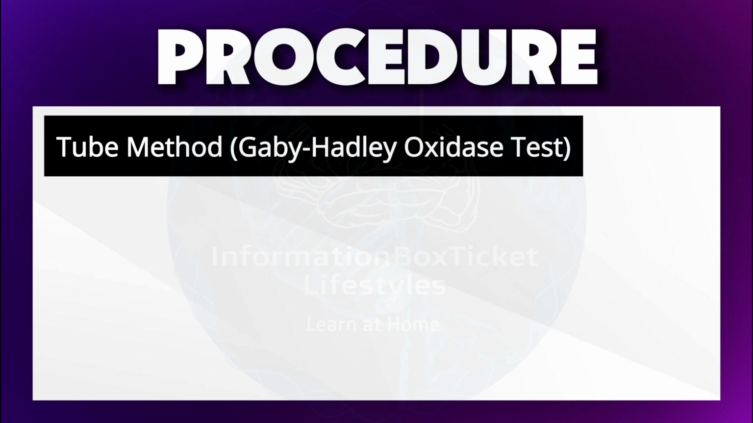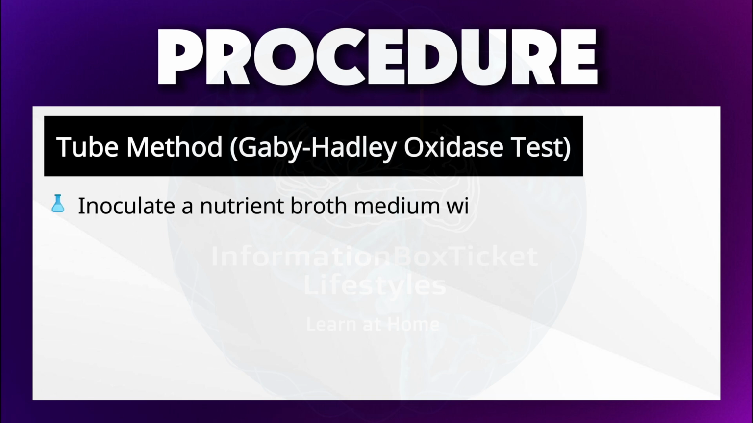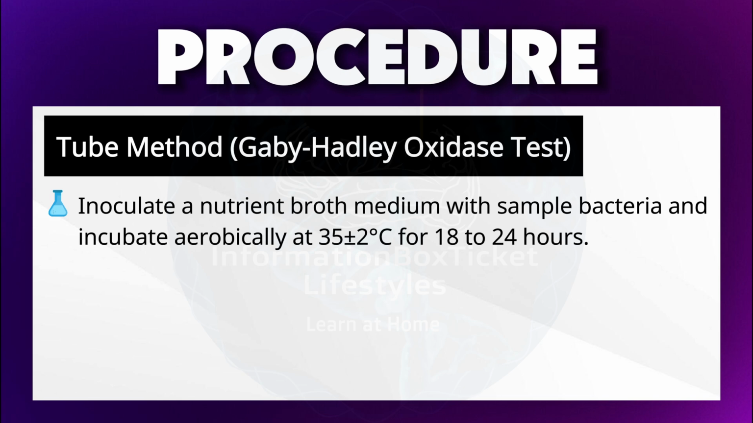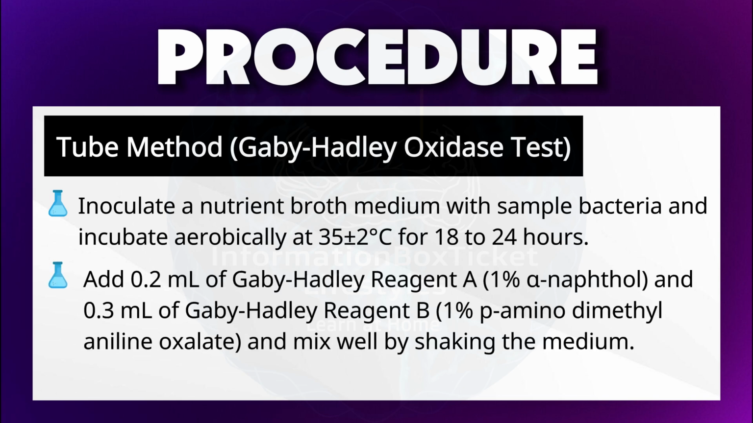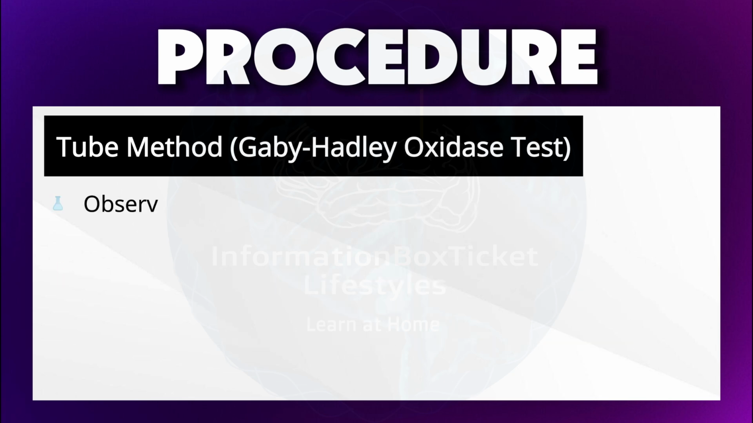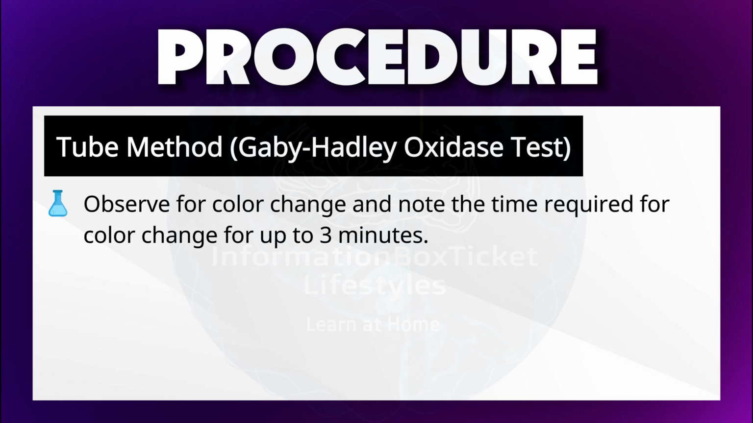Tube method. Gaby-Hadley Oxidase Test. Inoculate a nutrient broth medium with sample bacteria and incubate aerobically at 35 ± 2°C for 18 to 24 hours. Add 0.2 ml of Gaby-Hadley reagent A, 1% alpha-naphthol, and 0.3 ml of Gaby-Hadley reagent B, 1% p-amino dimethylaniline oxalate, and mix well by shaking the medium. Observe for color change and note the time required for color change for up to 3 minutes.